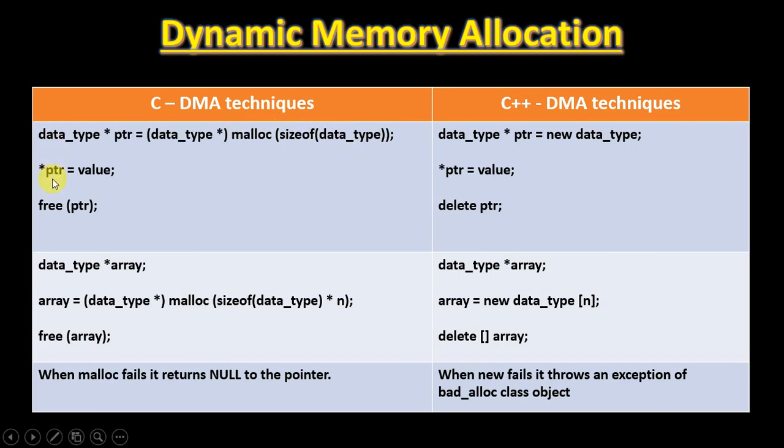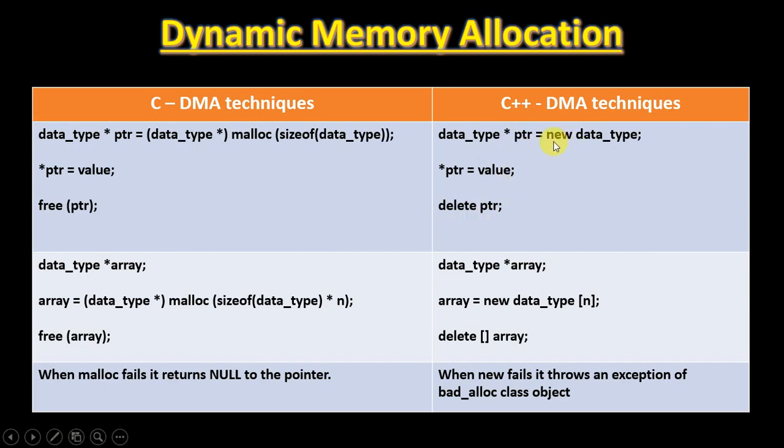And initialization as usual, *ptr = value. And to free the memory location, free(ptr). So here malloc and free both are functions. Now coming to C++ DMA techniques, it is datatype *ptr = new datatype, and *ptr = value, delete ptr.